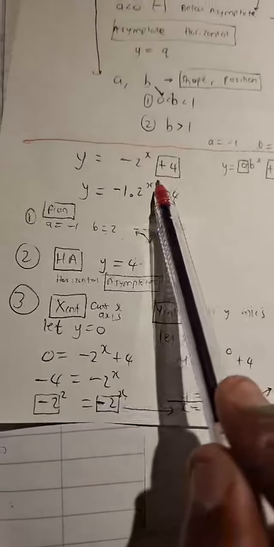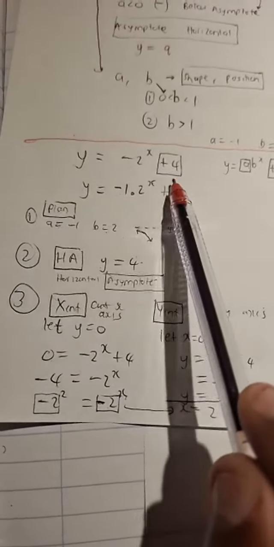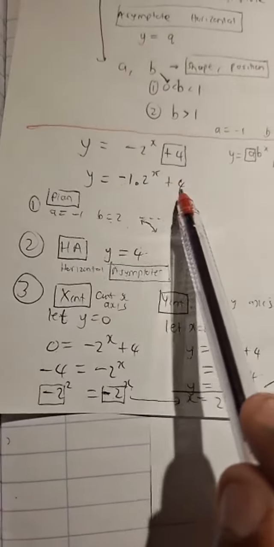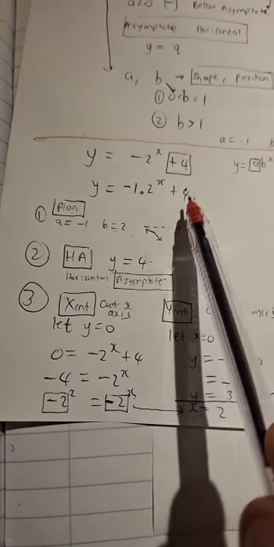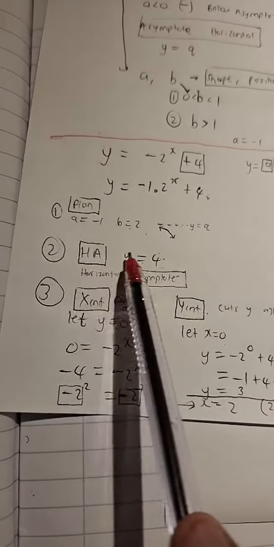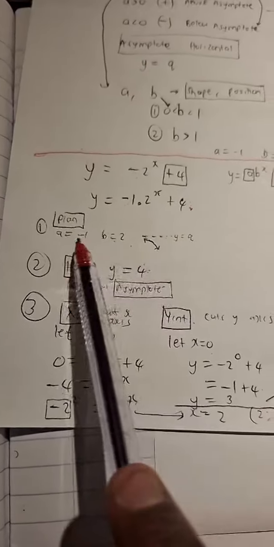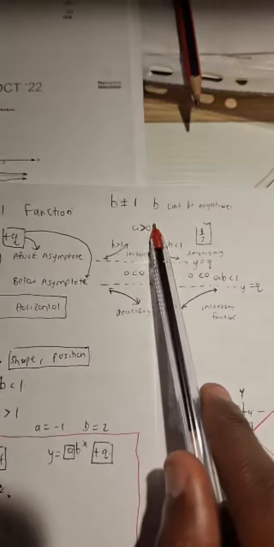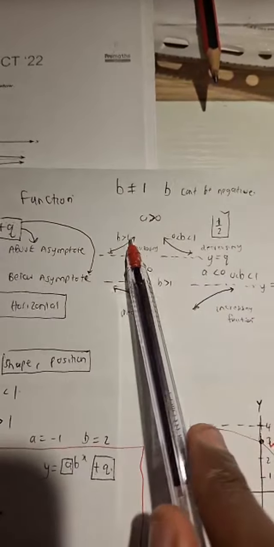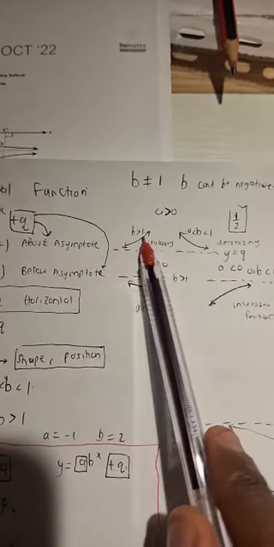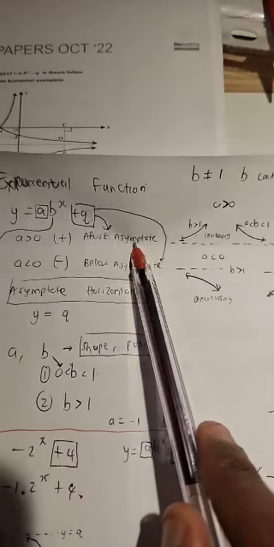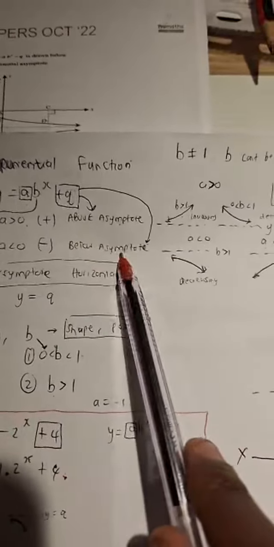Our horizontal asymptote is always given by the q value, which is the constant that is here. So y is equal to whatever the constant value is. That is our q value, our horizontal asymptote. That's why when I said horizontal asymptote, it's y is equal to 4. Then when I know what a is and what b is, I go directly to what I know about a. When a is positive, and at the same time b is greater than 1, this is the shape I'm expecting. Remember, a greater than 0 just means the function is above the asymptote, whereas a less than 0 means the function is below the asymptote.